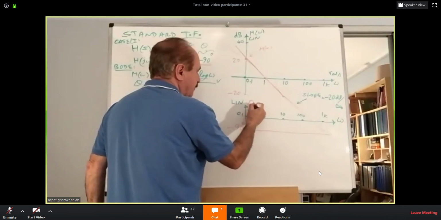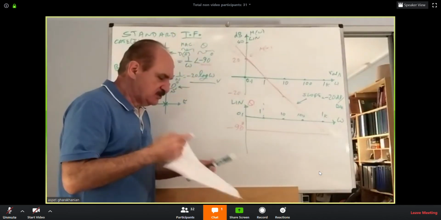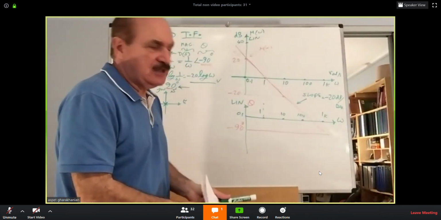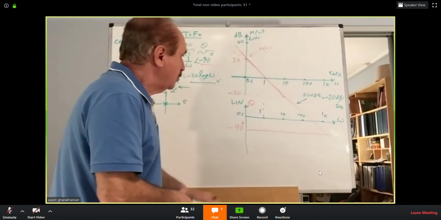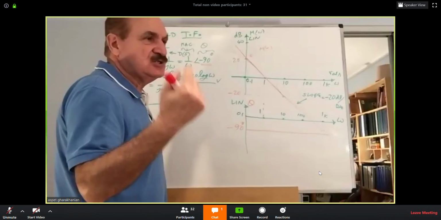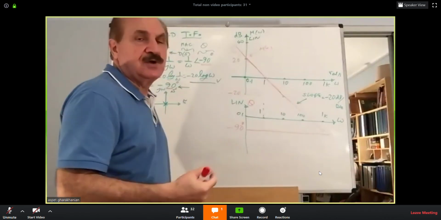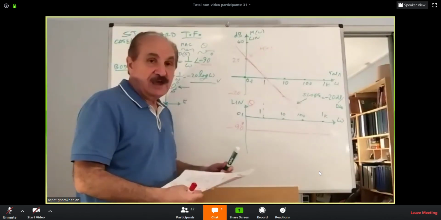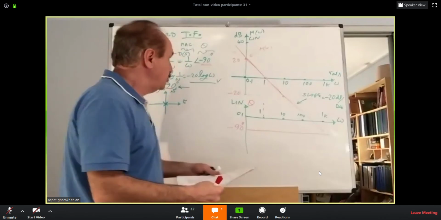This is your k. Regardless of the frequency, it is a permanent 90 degrees. So this is the case 1 standard transfer function for a pole in the origin.